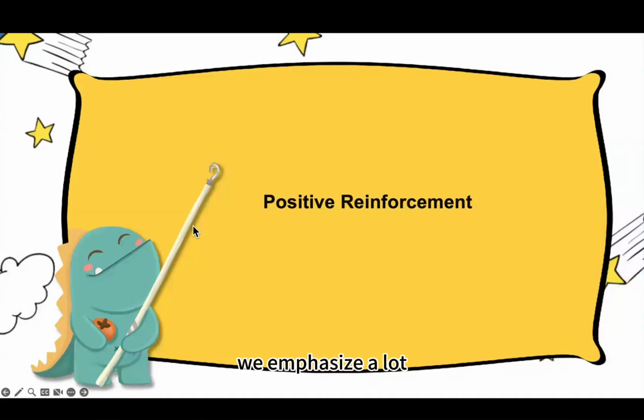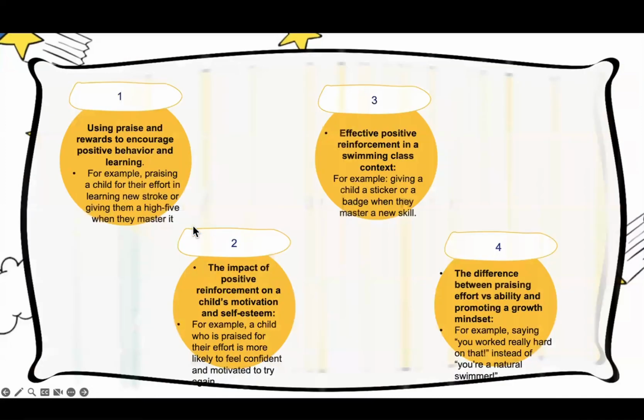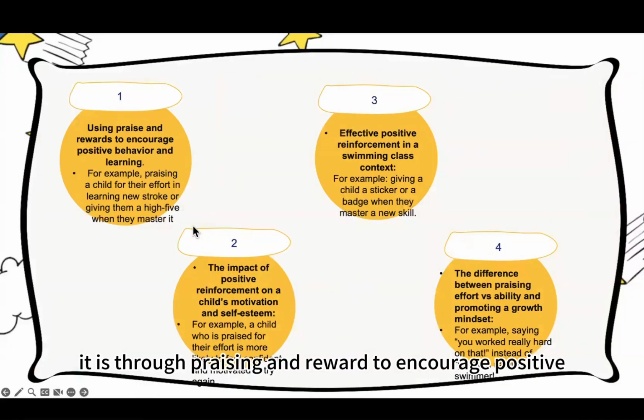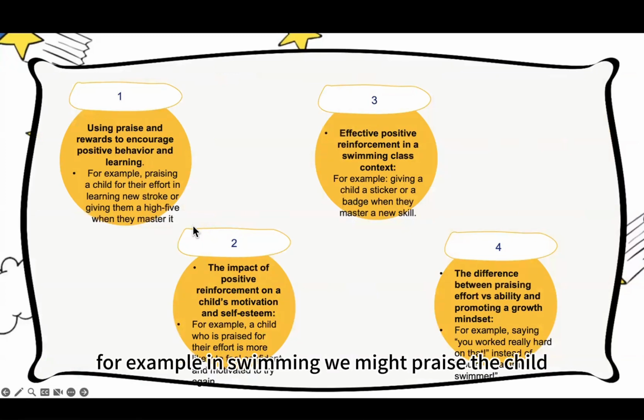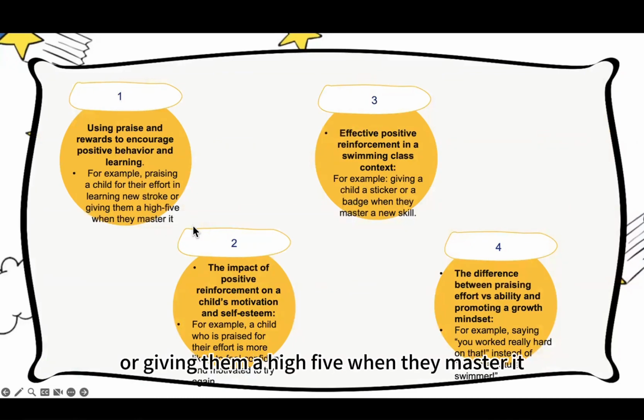Last but not least, positive reinforcement. Throughout the module, we emphasize positive reinforcement to encourage certain behavior to happen again, or to repeat it. It is through praise and reward that we encourage positive behavior and learning. For example, in swimming, we might praise the child for their effort in learning a new stroke, or give them a high five when they master it or have improved somewhat.